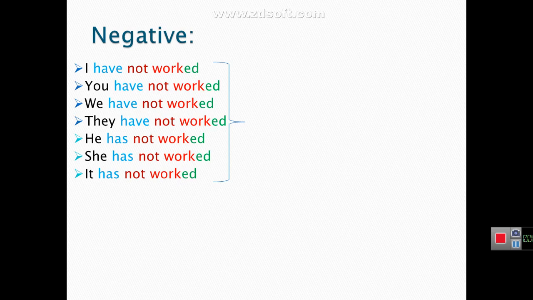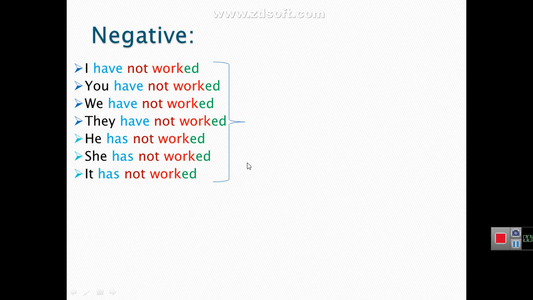Okay, what about the negative form? The negative form is very easy. Just add not between have or has and the past participle. I have not worked. You have not worked. He has not worked. Has not.